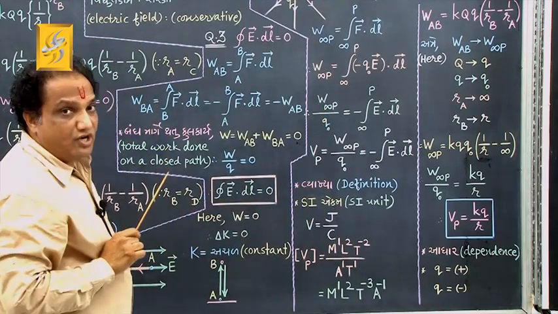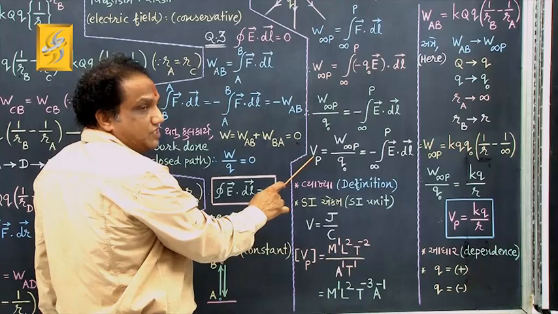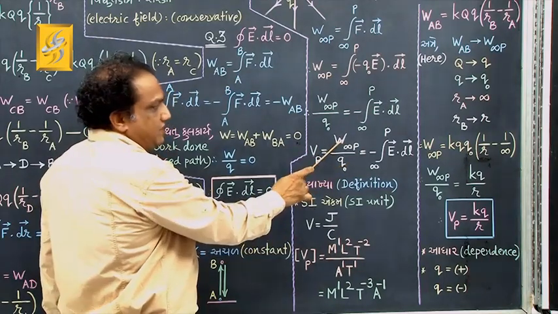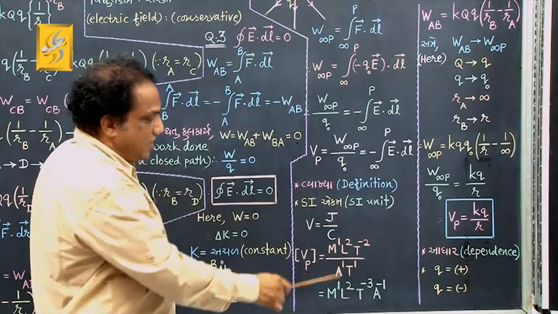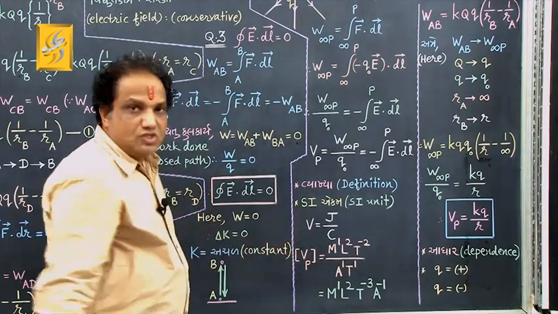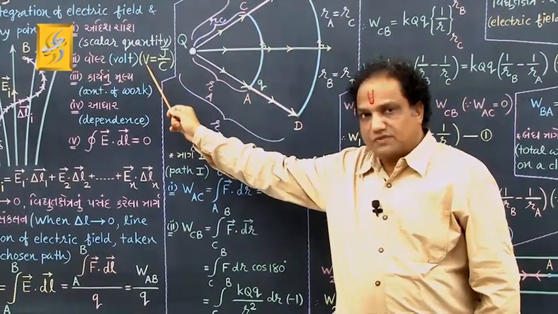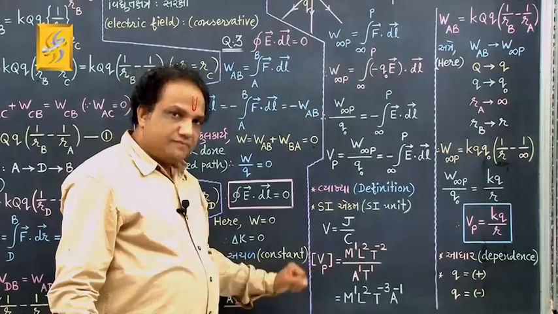What about the SI unit of electrostatic potential? Come on. The SI unit of this means the SI unit of work done divided by the SI unit of charge. The SI unit of work done is joule, the SI unit of charge is coulomb, and joule upon coulomb is nothing but volt. Correct? Fine. Then what about the dimensional formula?